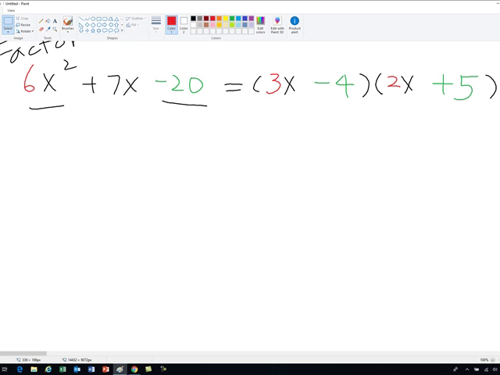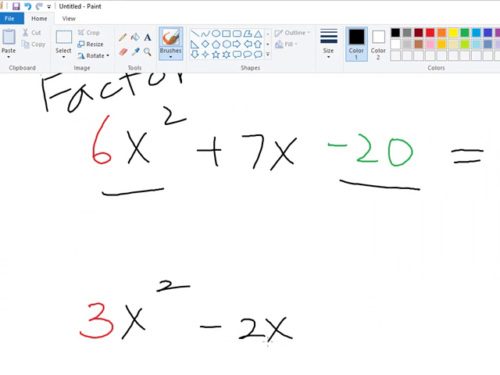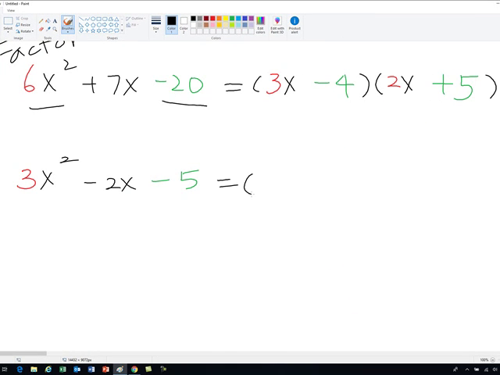Now I have a factor question: 3x squared minus 2x minus 5. Now don't forget, you will open two parentheses, and now the only way you can factor 3, as it's a prime number, is 3x and 1x, which you don't have to write as 1. So 3x times x will give you 3x squared. Now 5, the only way you can factor 5 is 1 and 5.